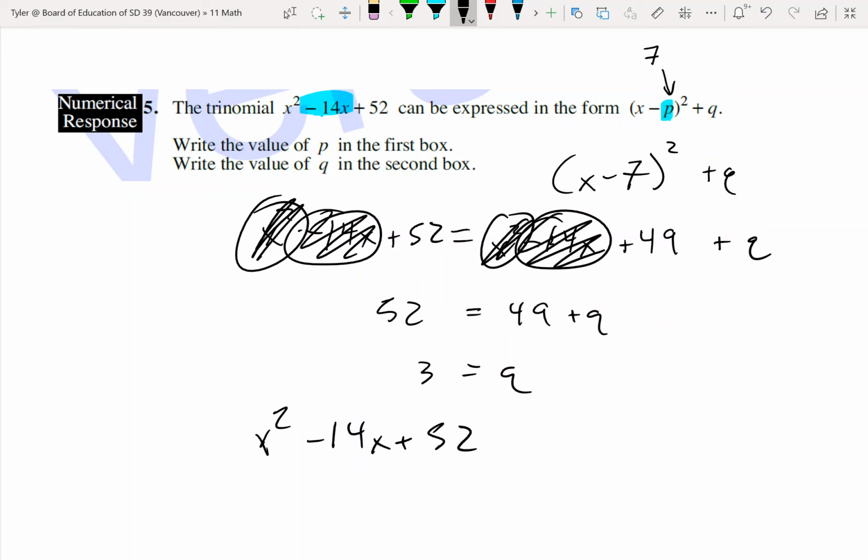So the original expression, x squared minus 14x plus 52, is the same as (x minus 7) squared plus 3, which is the number we figured out right there. And that's it. When you do these types of questions, look at this number first to figure out what it needs to be based on that term there. That's how we do these.